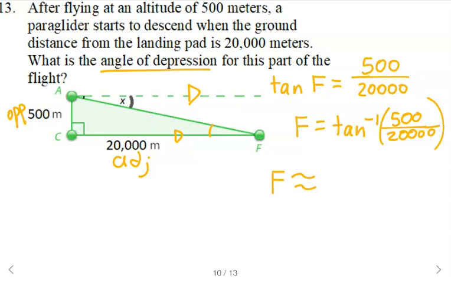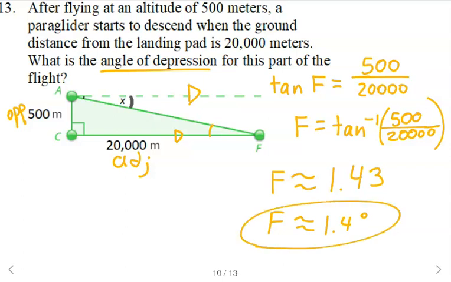So we get about 1.43. I'll round to the nearest tenth, I suppose. So about 1.4 degrees is the angle of depression for this part of the flight.